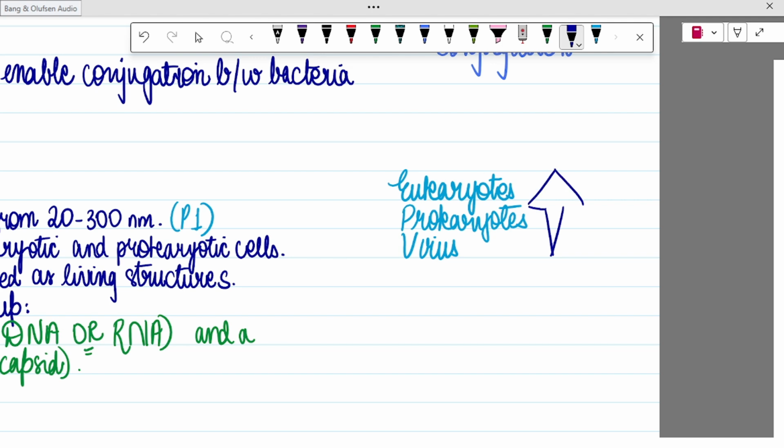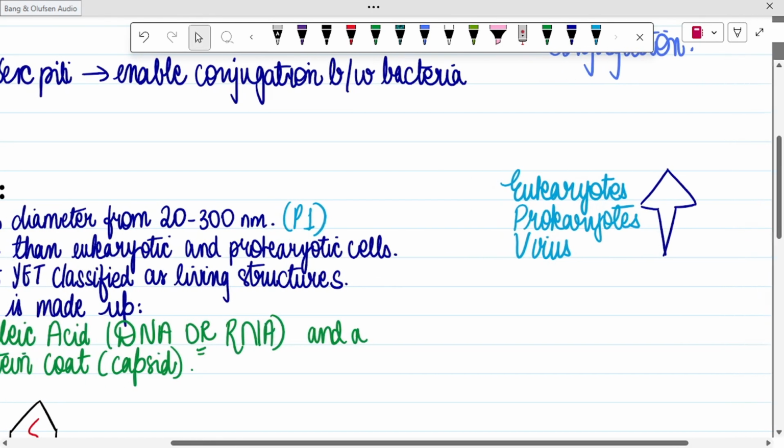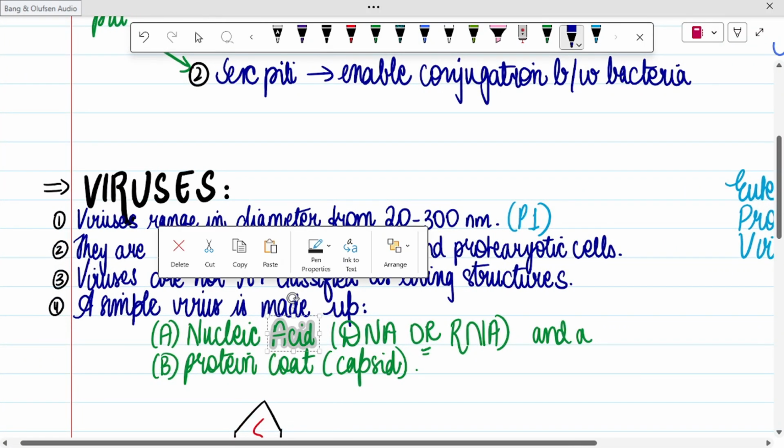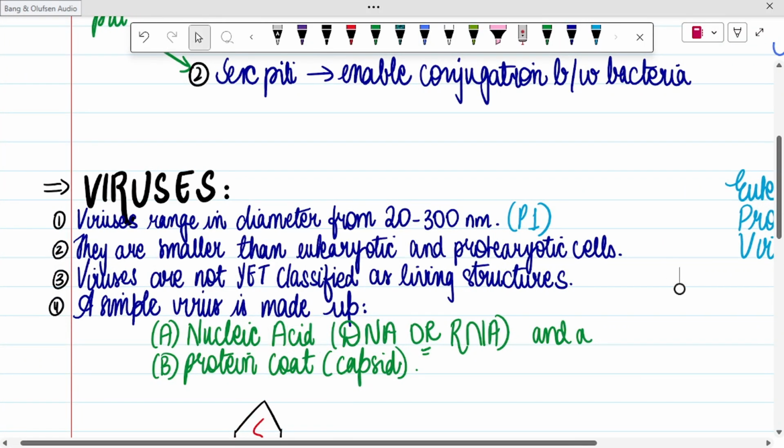This is how your size is increasing. So you can learn this a day before your paper 1. Achha, they are smaller than your eukaryotic and prokaryotic cells. And viruses are not yet considered as living things.